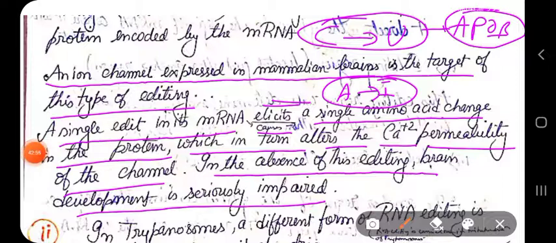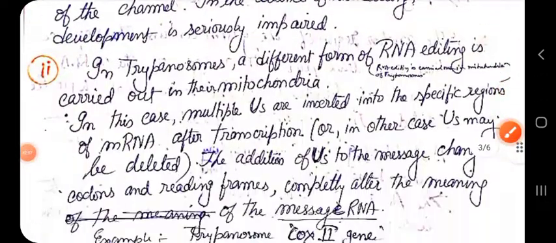The next mechanism of RNA editing is insertion deletion editing. That means insertion of nucleotides, deletion of nucleotides. Now I will discuss with the help of an example actually, otherwise it will be problematic for you. Now, what I have said is that the second type of RNA editing is also called insertion or deletion editing.